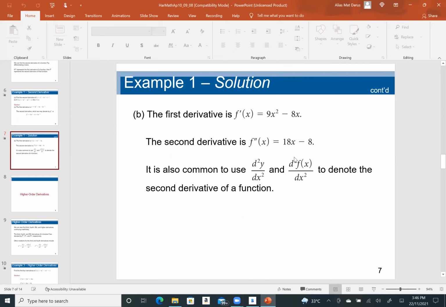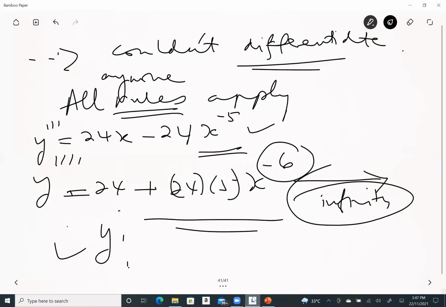What is the third derivative? You don't have to write it. Just do it verbally. Third derivative is what? 18. Okay, 18. It's a constant. It's a function. Now take the derivative of that 18. What do we get? 0. So when you reach 0, that is the end.